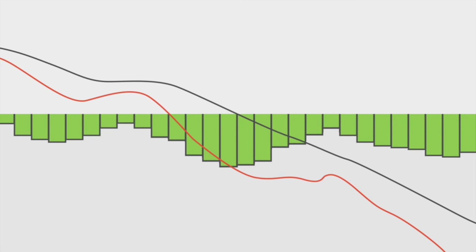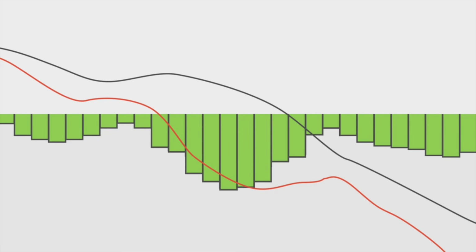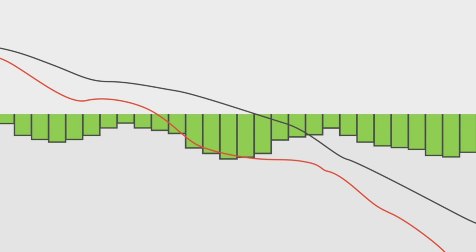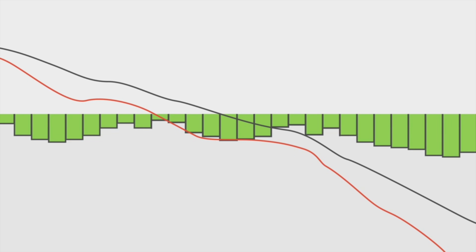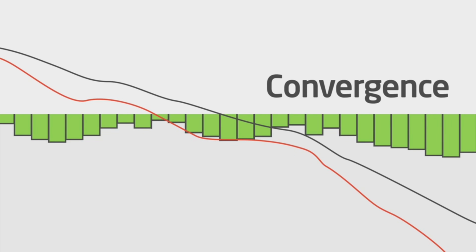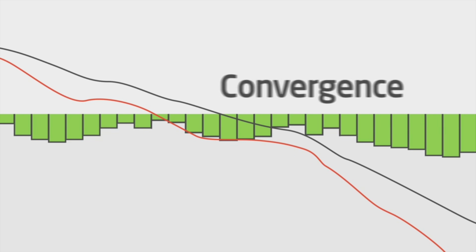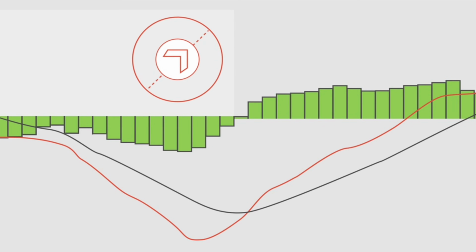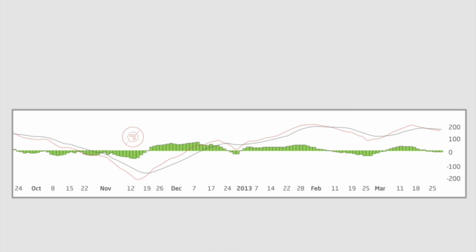When the moving averages get further apart, the histogram gets bigger, representing divergence between price and momentum. When the moving averages get closer together, the histogram gets smaller, representing convergence between price and momentum. When the MACD indicator shows a crossover of the moving averages and the histogram becomes smaller and eventually appears on the opposite side of the neutral level, this represents a reversal in the trend.